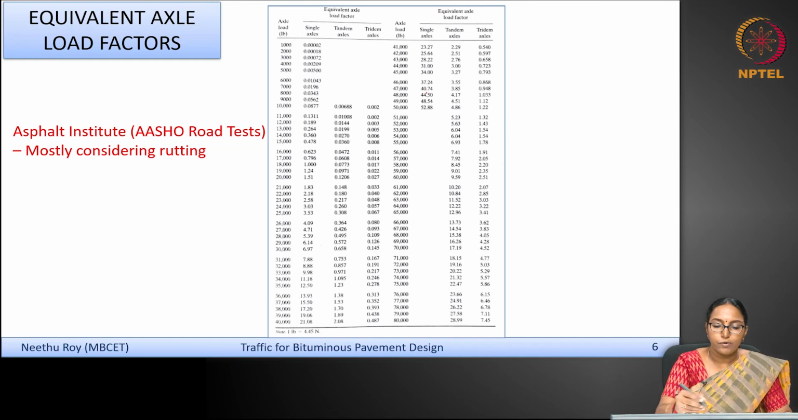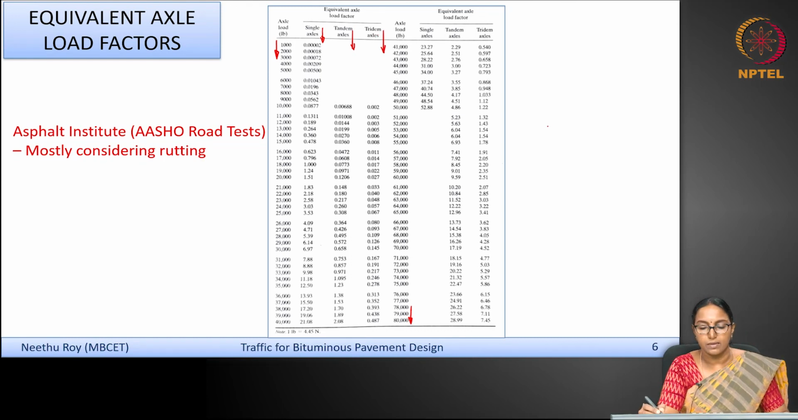So we see that for the different axle loads, this is a table representing the equivalency factors. For different axle loads, from 1000 pounds all the way up to 80,000 pounds, the equivalent axle load factors are given if it is a single axle, a tandem axle or a tridem axle. The equivalency factors are given here. We can have a quick look.